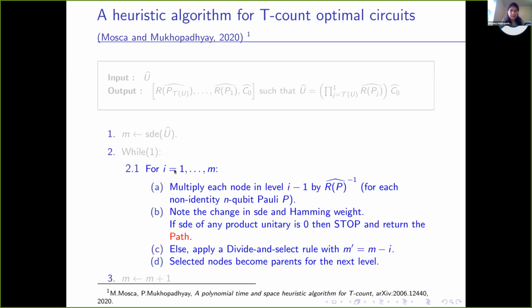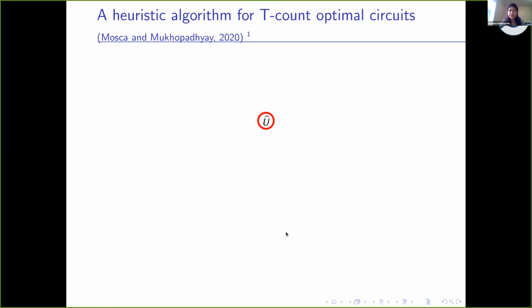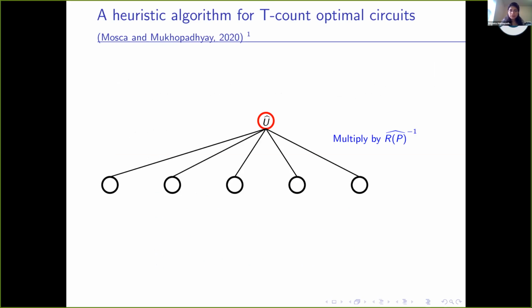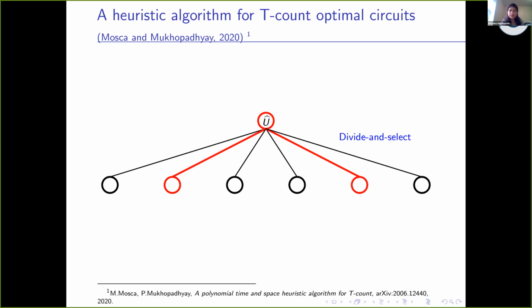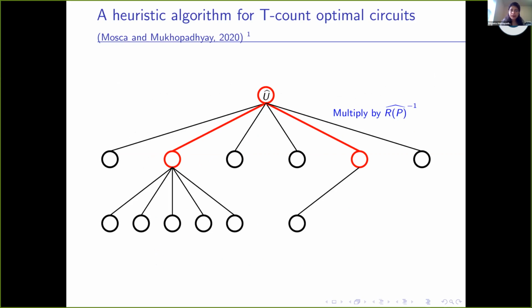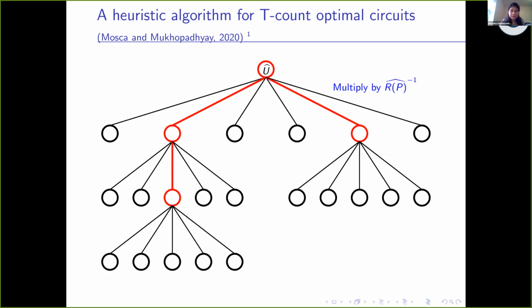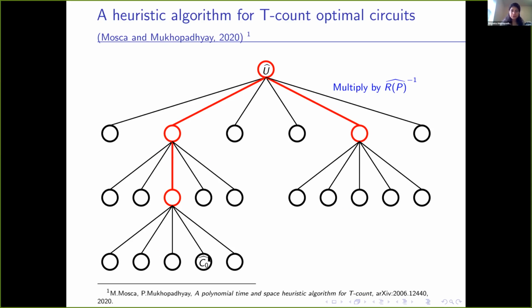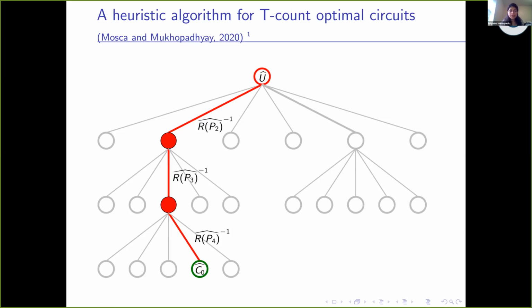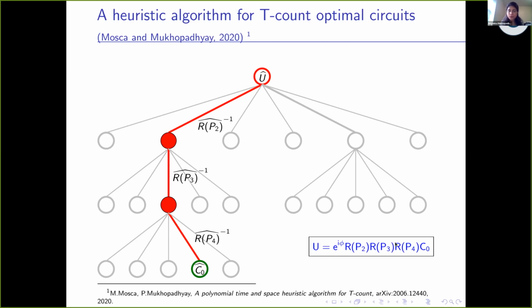So basically these iterations in step 2.1 correspond to building one tree. So a tree which has this U hat in the root, then we multiply by RP inverse. So this edge means multiply by RP inverse. This is the product unitary in the child node. Okay, now we divide and select. So we divided and selected these two nodes. We again multiply this by RP inverse. Again, we do a divide and select. Then again multiply by RP inverse. Now this time we see that we have a Clifford in one of the nodes. So we stop and then we take the set of RP unitaries, like these are the unitaries along the edges. And we say that U is equal to the product of these RPs times this Clifford up to some global phase.